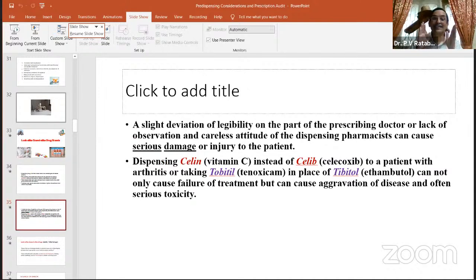Look at this: dispensing Saline instead of Celib to a patient with arthritis, or taking Tobitil, tenoxicam, in place of Tibitol, ethambutol. Imagine, Tibitol, that is ethambutol, is prescribed to make his tuberculosis disappear, but if you dispense Tobitil, tenoxicam, which is a very potent anti-inflammatory, his tuberculosis will never disappear, but his stomach will disappear because of gastritis, when you dispense Tobitil for 9 months, because the prescription will be for 9 months. So you have to be very careful where these sound-alike, look-alike names are there in your prescription.